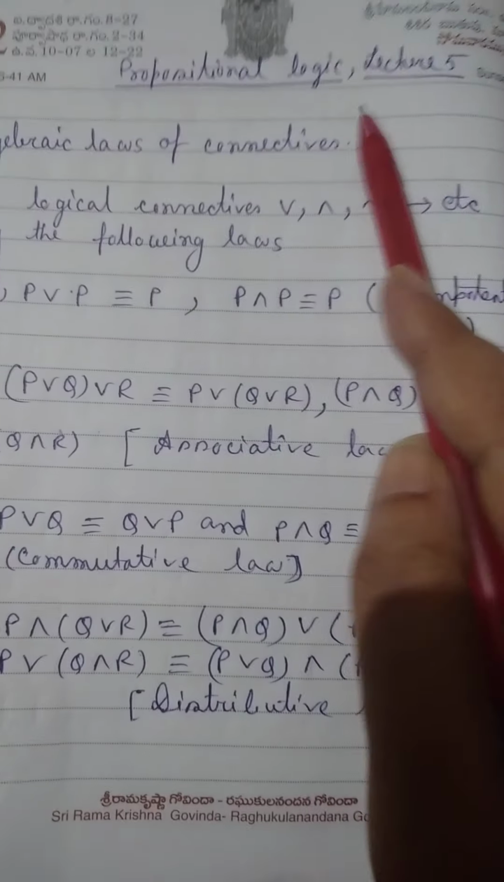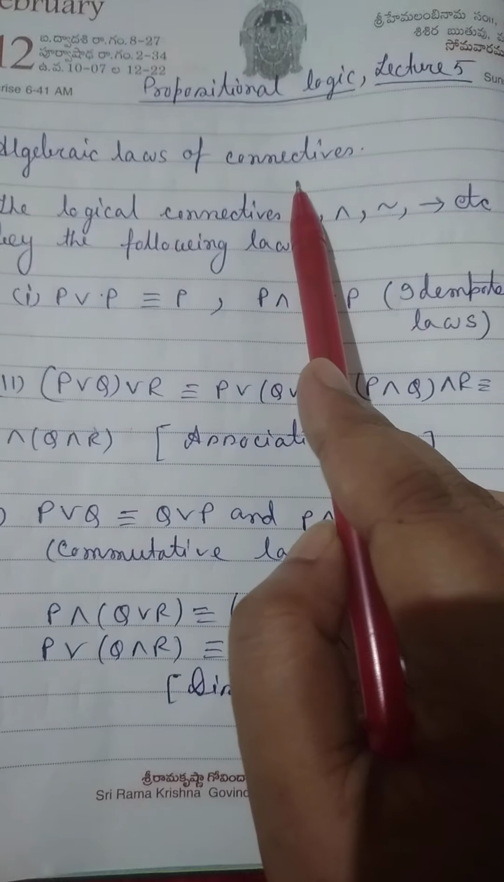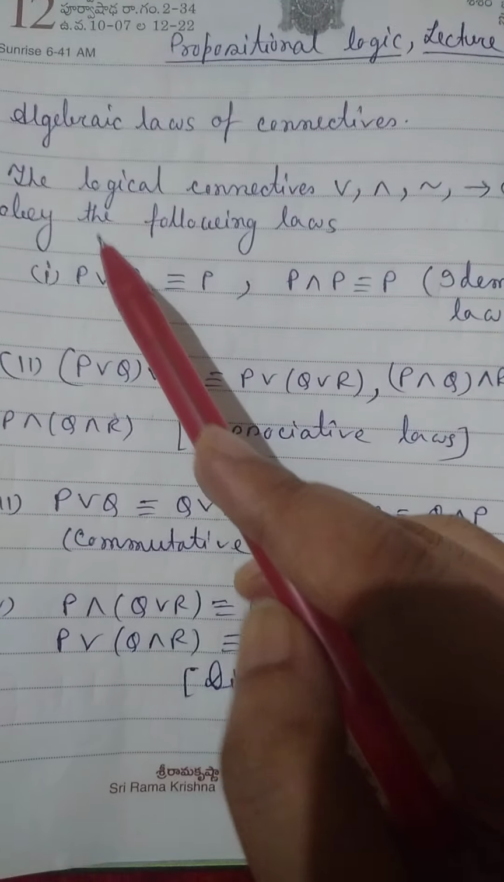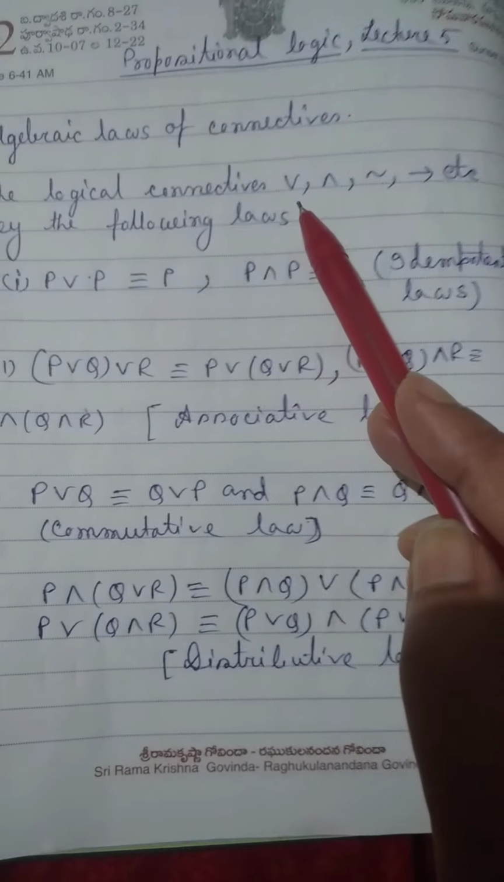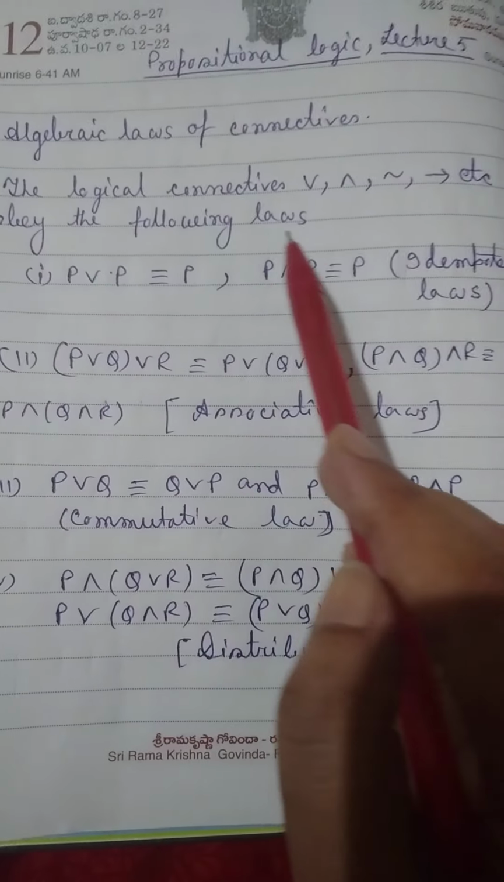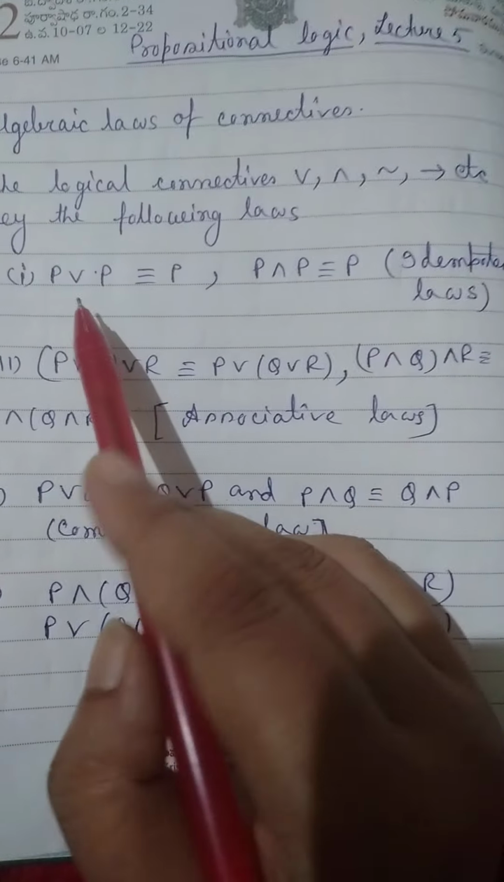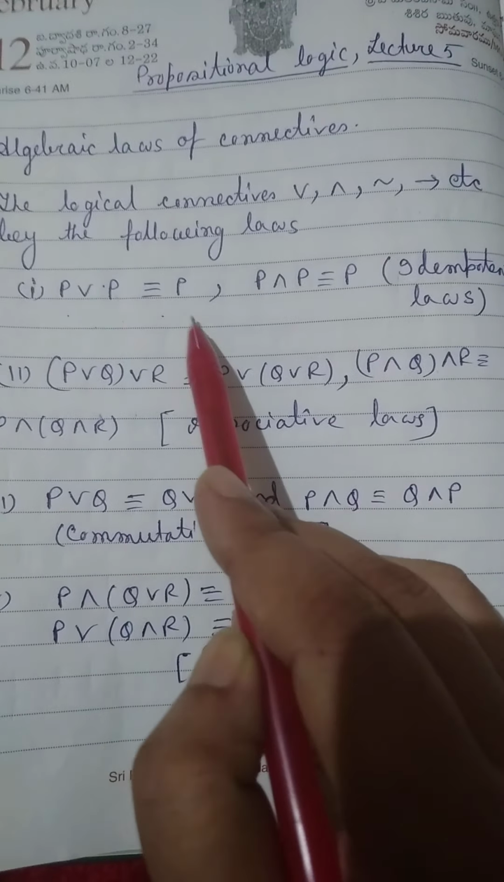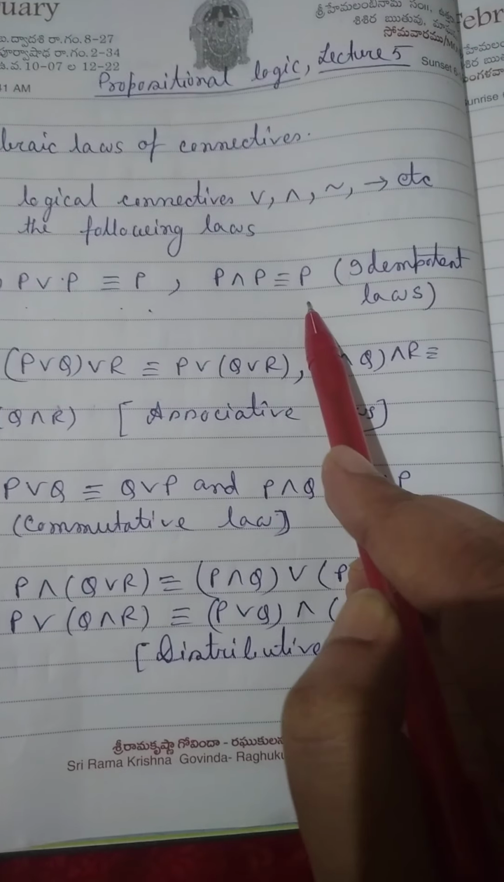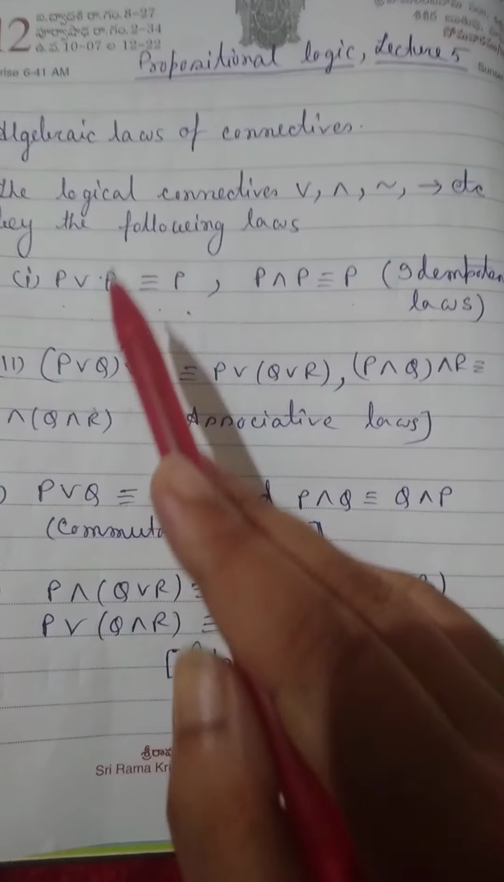Today in this propositional logic lecture 5, I shall discuss algebraic laws of connectives and disjunctive normal form. The logical connectives or, and, negation, implies, etc. obey the following laws. There are 8 laws here. P or P is equivalent to P, P and P is equivalent to P, idempotent laws. All these laws you can prove by truth table.